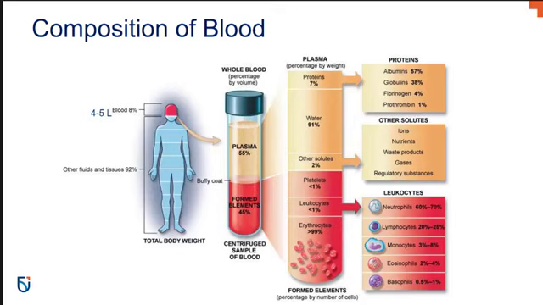In today's lecture, we're going to look at hematologic disorders of red blood cells, specifically looking at anemia and polycythemia. Before we look at abnormal red blood cells, we're going to first remind you of the composition of normal blood.